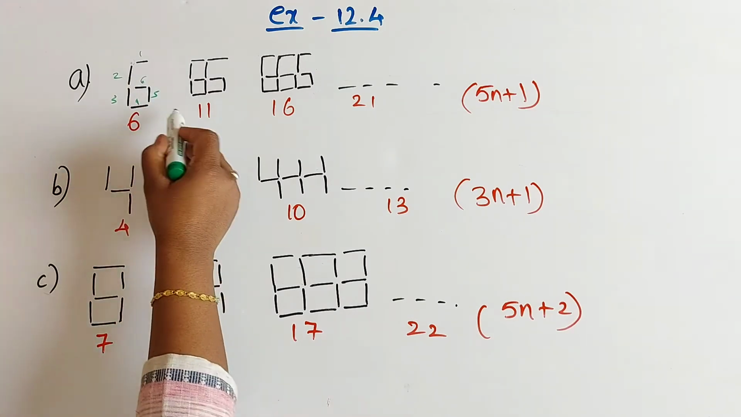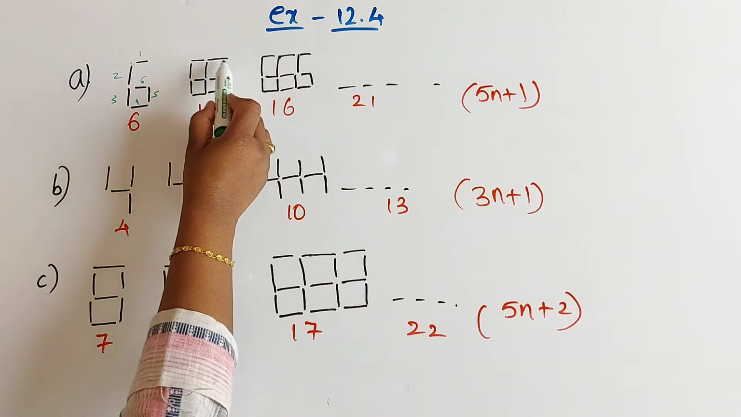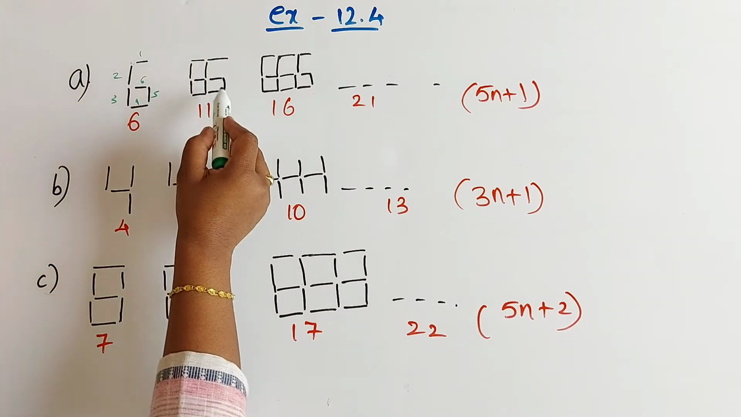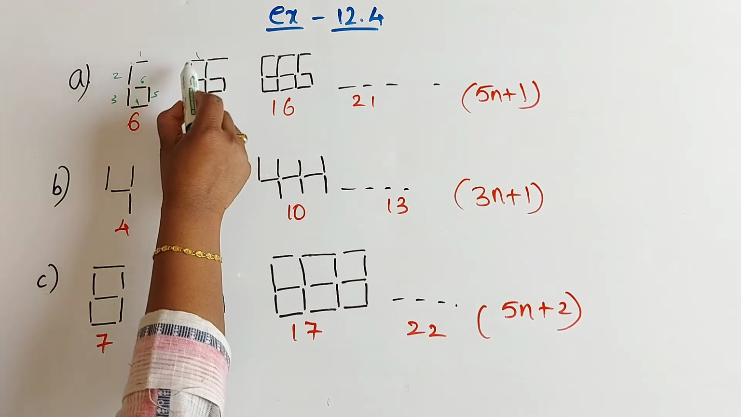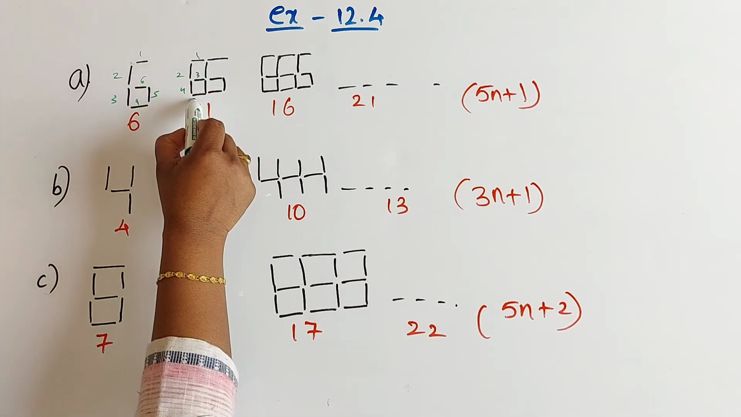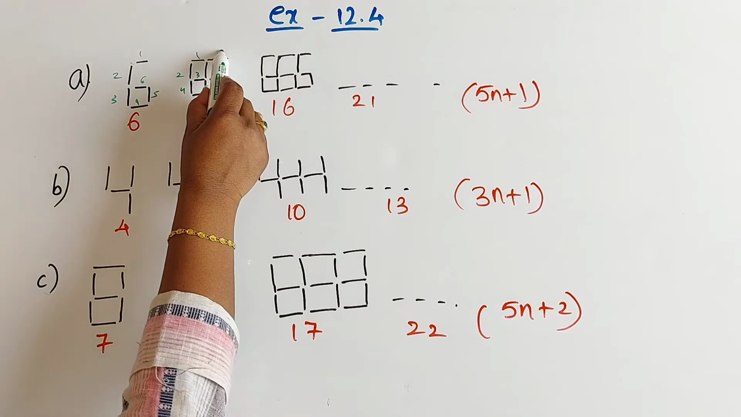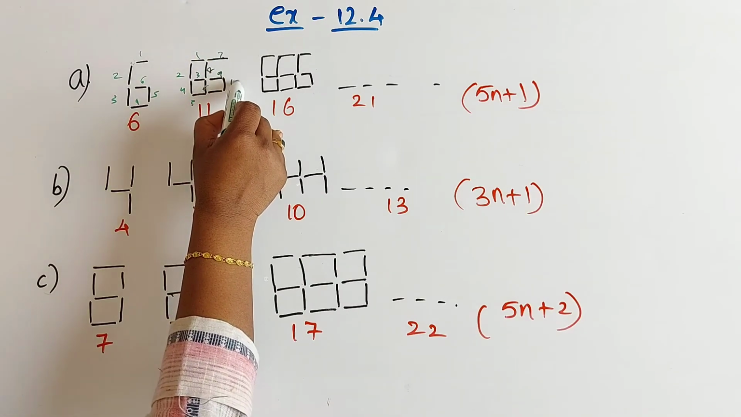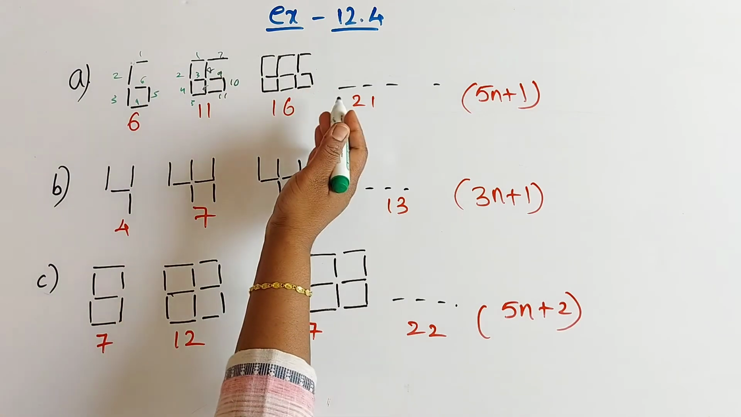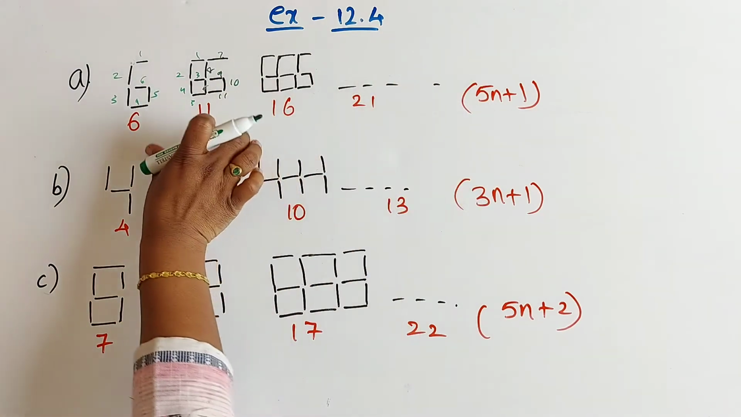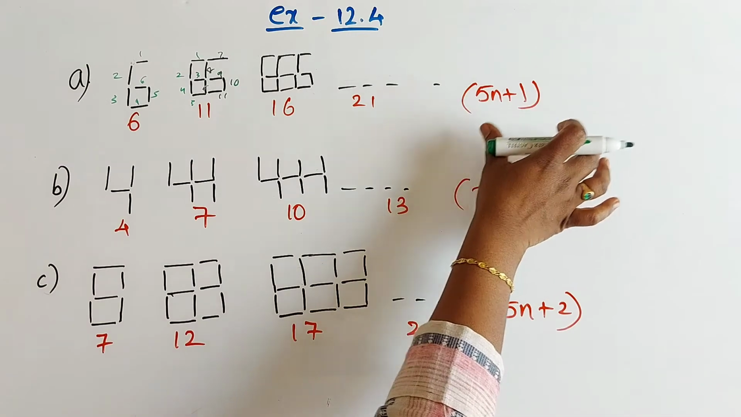Now same digit 2 times, 6 and 6. It will look like 86 but 2 digits of the same number, children. Here 1, 2, 3, 4, 5, 6 here, 7, 8, 9, 10, 11. So 11 line segments he used. After that 16. After that 21. Now the pattern is 5n plus 1.